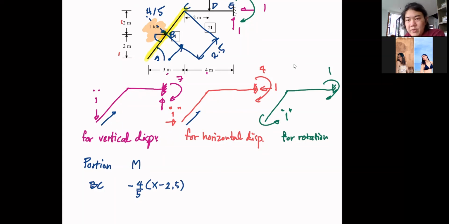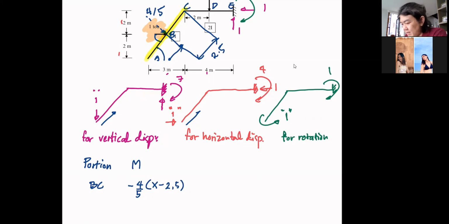What do you want me to do? You want me to complete the BC for every portion, or you want me to complete the actual case first? Thanks a lot. It's quiet as usual.